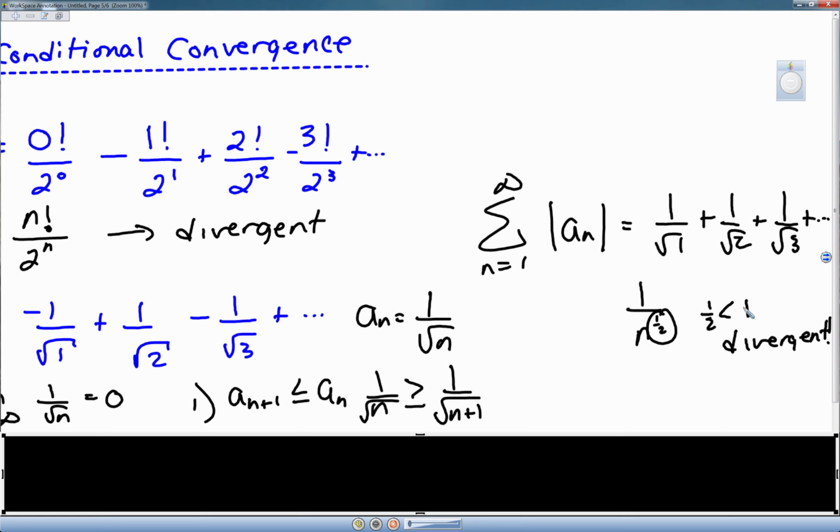So what do we call a series where the absolute value is divergent but the series itself is convergent? We call that a conditionally convergent series.